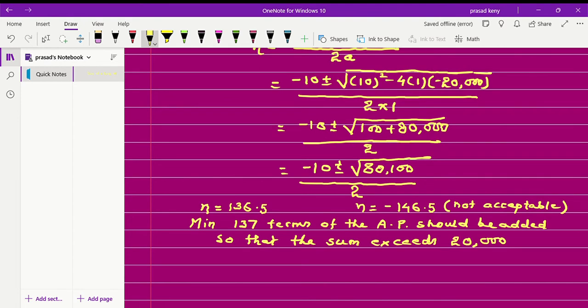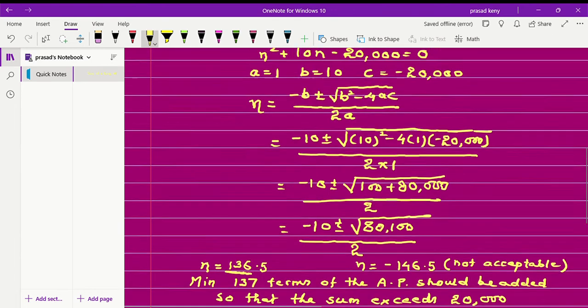So try to understand this concept. You are getting n is 136.5. That means up till 136 terms, this integer part, the sum will be less than 20,000. So go to the next integer. Between 136 and 137 terms, the sum will be 20,000, but that is not possible. Number of terms cannot be in fraction. So up till 136 term, the sum will be less than 20,000. So next integer, 137 term. So sum of 137 terms will exceed 20,000. That means minimum you have to add 137 terms of this AP so that the sum should exceed 20,000.